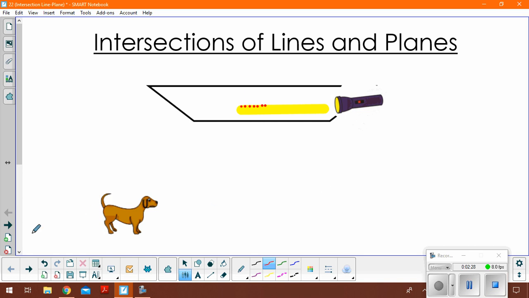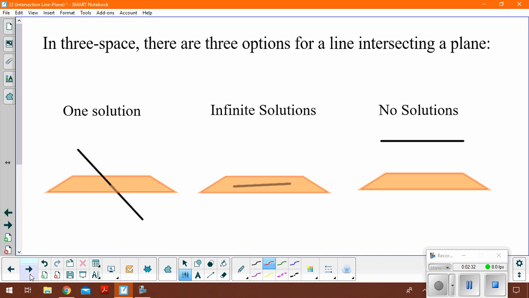So that's the first part. Those are our three cases for the intersection between the line and the plane. I can have one solution when the line is at an angle to the plane. I can have an infinite number of solutions when the line is sitting in the plane, so every single point on the line is a solution. And finally, I could have no solutions, when the line is parallel to the plane, above it.